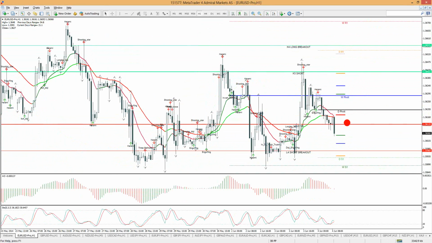But I like it when both are aligned, and I prefer to focus on those. The euro dollar I'd like more if it were to make a retracement back to the pivot for a reaction, a candlestick pattern on the hourly chart for downside. That would make sense.